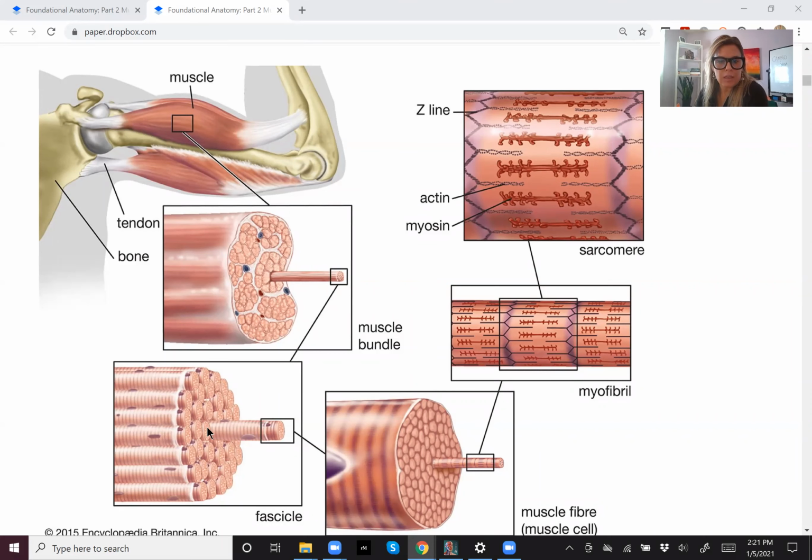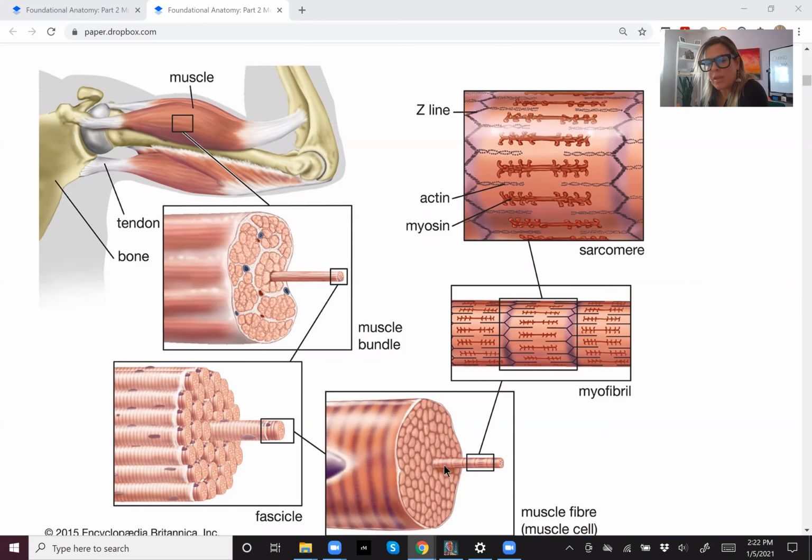Then, you can see that there's a whole bunch of little things inside the fascicle, right? So we come down here, and now what we've done is we're looking at that, and it's a muscle fiber. So this is the actual muscle cell. And then we're going to look at the muscle cell in much more detail.